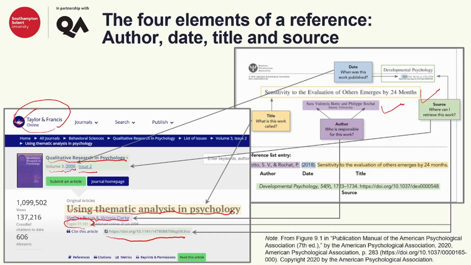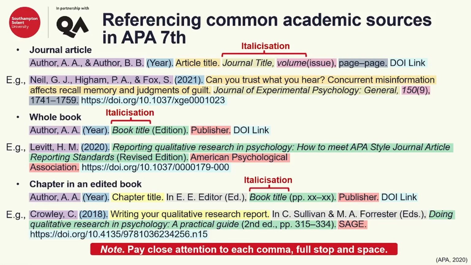Although the four-element structure is consistent, the detailed formatting changes depending on whether you are referencing a journal article, a whole book, or a chapter within an edited book. The three examples here show a journal article, a whole book, and a chapter in an edited book. The different colors identify the different components of each reference. The colors are only being used to help you recognize the structure. You should not use these colors in your actual reference list. We will begin with the journal article.